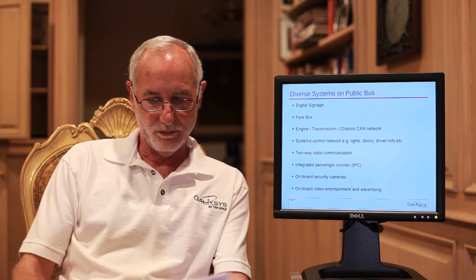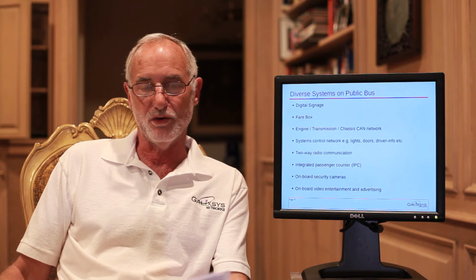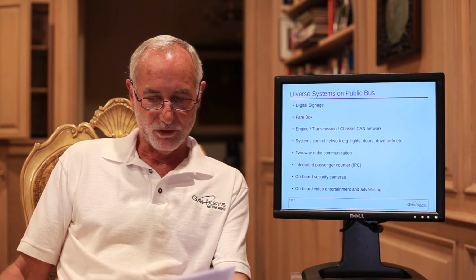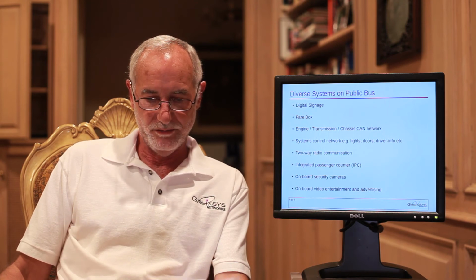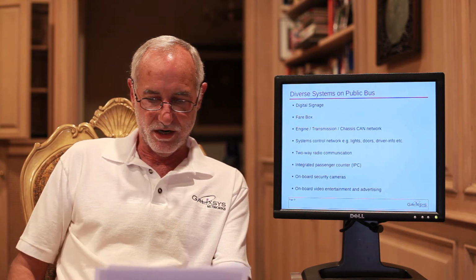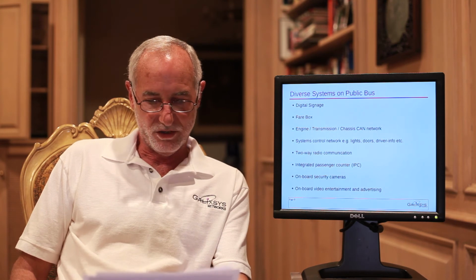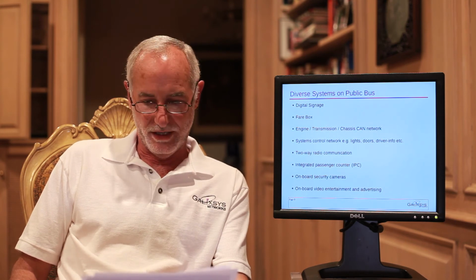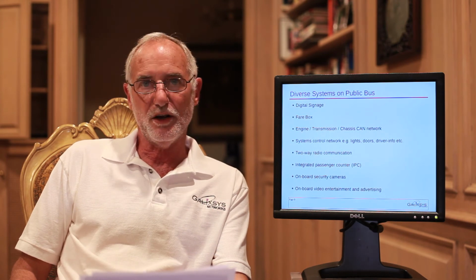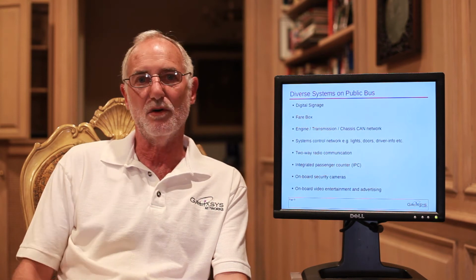There was a systems control network based on RS-485 for control of the lights, the doors, and the driver information displays and controls. There was a two-way radio communication system. And their engineer pointed out the integrated passenger counter, which had an RS-485 interface. The bus also had 6 onboard security cameras feeding an onboard DVR, and an onboard video entertainment system that displayed the vehicle location and a variety of local advertising.